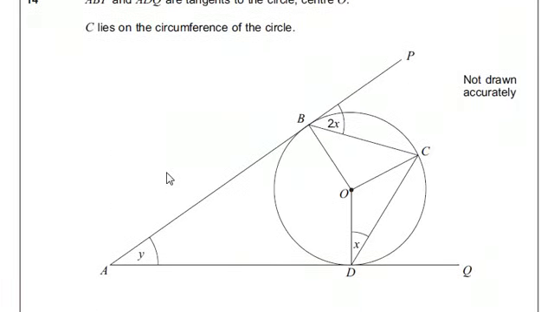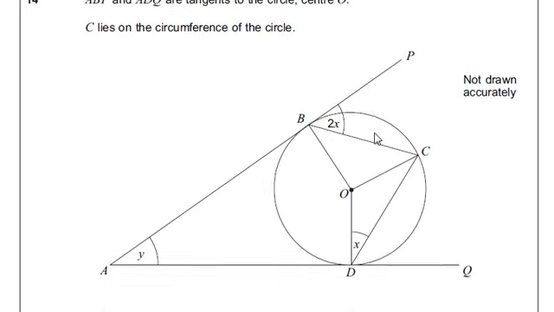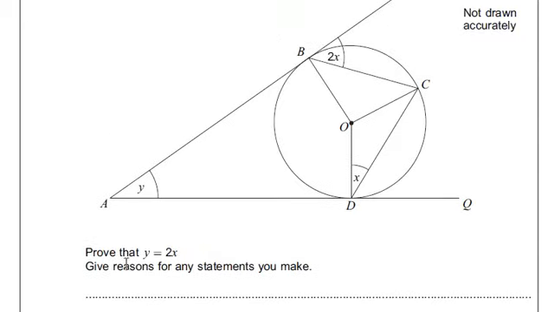Now go to question 14. 3 more questions to go, and I think I've used about half the test. That's a lot. So now we have ABP. ABP and ADQ are tangents of the circle, which means they are straight lines. C lies on the circumference. Then we have to prove that y equals 2x. Well, now how do you do that?